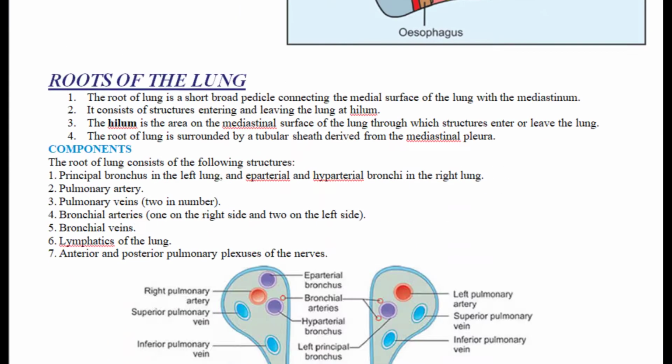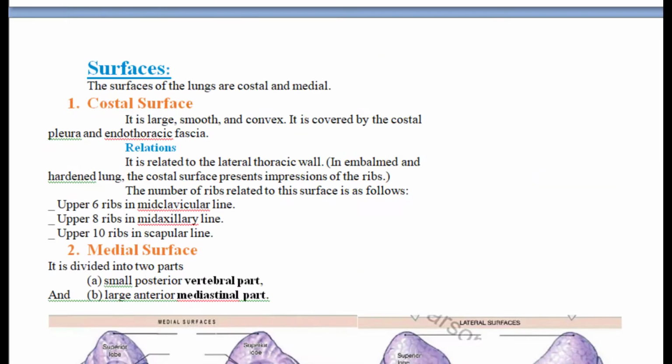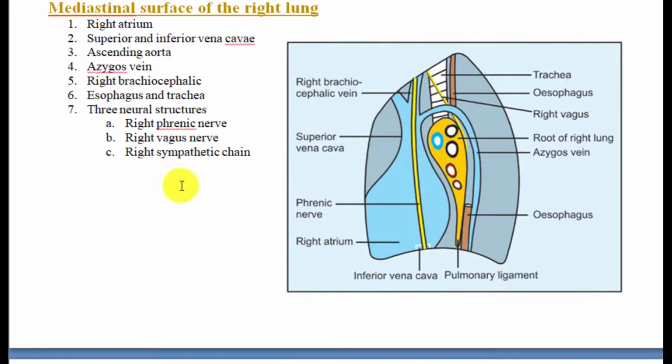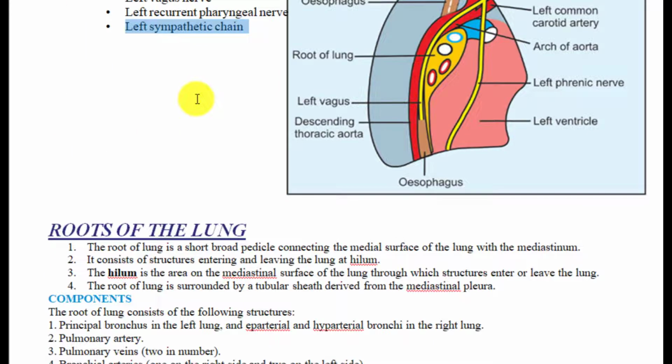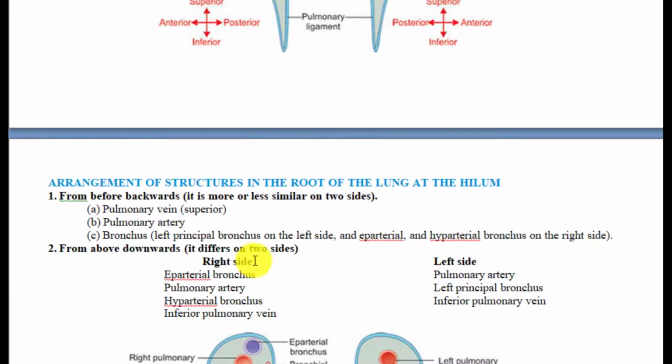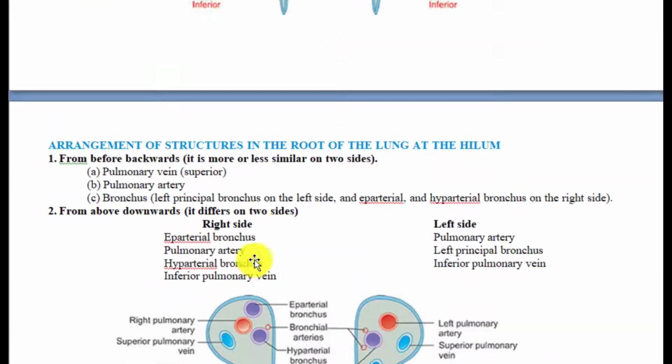So in this lecture we discussed the surfaces of the lungs, the costal surface and the mediastinal surface. I hope you have learned something from this lecture, and the relations of the mediastinal surfaces of the right and left lung. In the next lecture we will discuss the root of the lungs and the structures which are present in the root of the lung, and then the arrangement of all those structures.